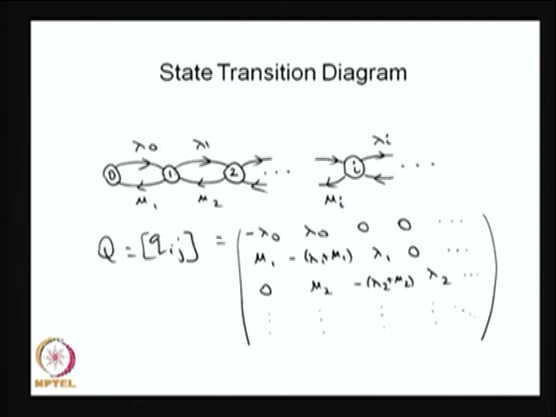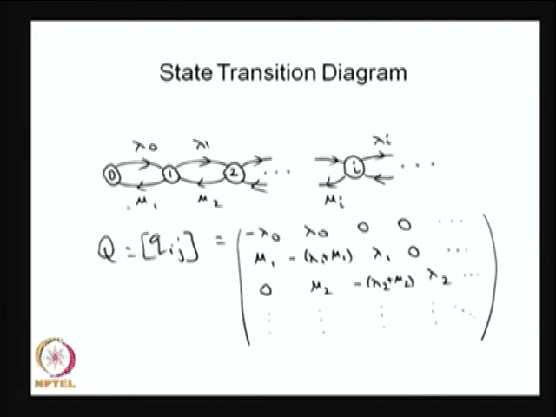The system is moving from state 1 to 2, that rate is lambda 1, or the system is moving from state 1 to 0, that rate is mu 1. Therefore, the time spent in state 1 before moving into any other state is the minimum of the time spent in state 1 before moving into state 2, or the time spent in state 1 before moving into state 0.